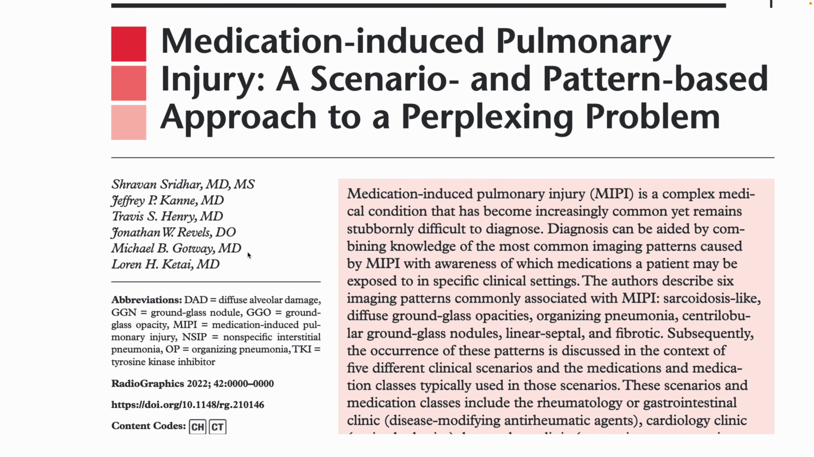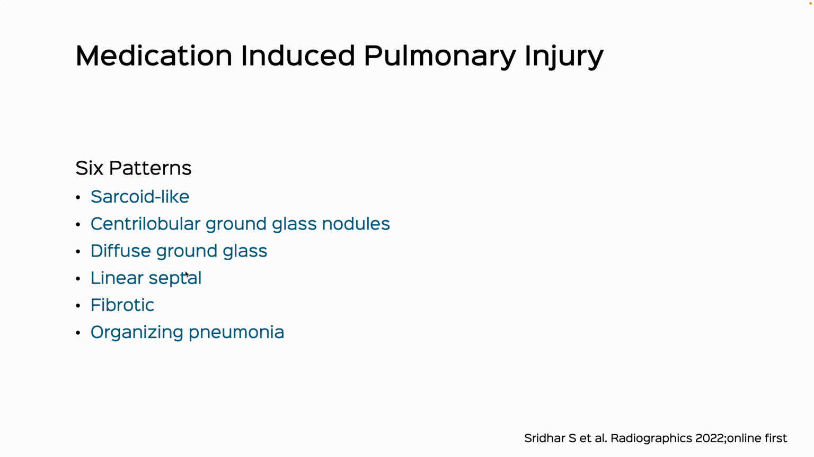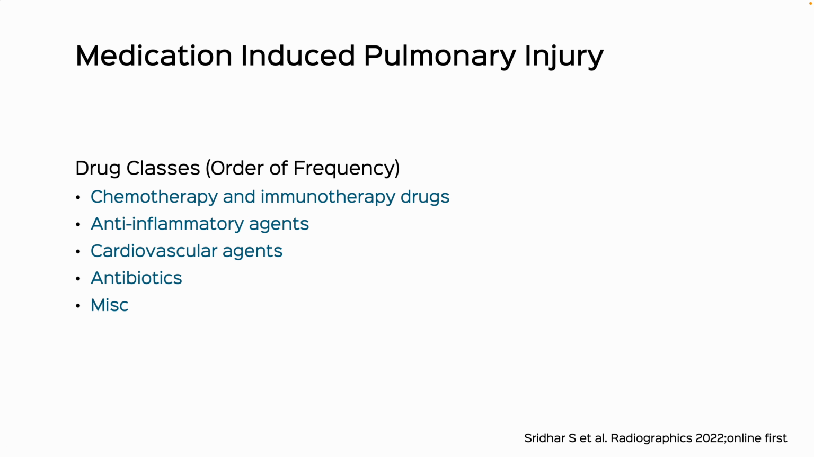My go-to paper for all medication-induced pulmonary injury is this one that came in Radiographics 3 years ago, headed by Shravan Sridhar. In fact, Dr. Lauren Ketai gave a lecture on this subject at our REF Cafe Rengen meeting a couple of years ago. In this paper, you have 6 types of lung injury: sarcoid-like, ground glass, fibrotic, OP, and the centrilobular ground glass nodules, which our patient has. And these are the various drugs that can cause these injuries.